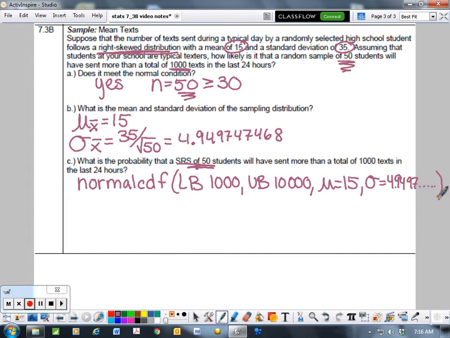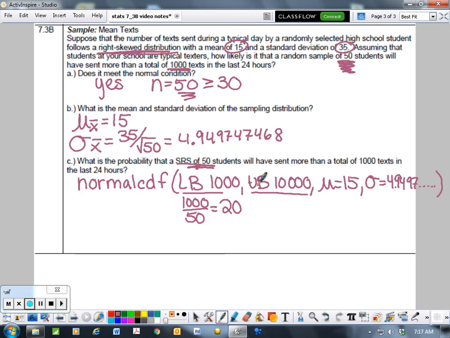Now, I'm thinking there's something wrong because those numbers seem really big for that mean. So I'm going to reread my problem and see if I read something wrong. Okay, there is something wrong, because we're looking at 50 students altogether sending a total of 1,000 texts. So when we're looking at this lower bound and upper bound, we want to know how much per student. How much per student would be 1,000 divided by 50. That makes it way more reasonable. So we're looking at 20 here. There we go, that looks much better.